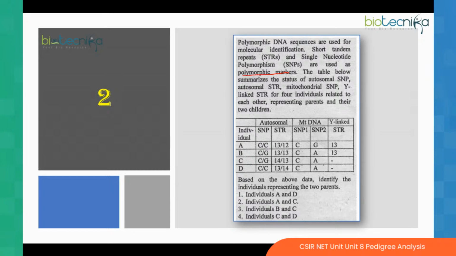Y chromosome. Okay, so there are 4 individuals, A, B, C, D. Out of that, 2 are parents, 2 are children. Based on the above data, identify the individuals representing the 2 parents. You have to decide who all are parents here.